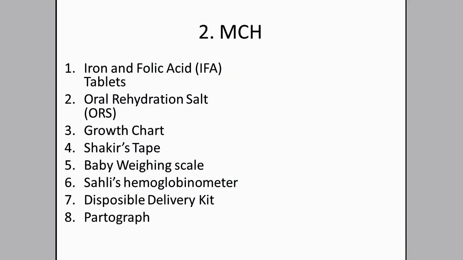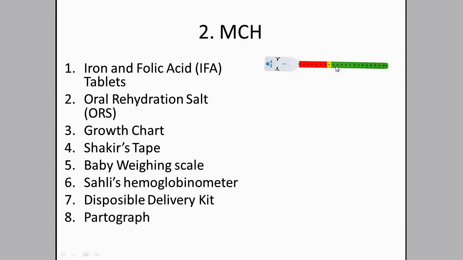This is about the MCH group of spotters, that is maternal and child healthcare related spotters. We have iron and folic acid, ORS and growth chart. All these can be easily identified. Fourth one is Shakir's tape, which is used as a measuring tool for malnutrition. The yellow line indicates mild malnutrition, and the red line indicates severe malnutrition.